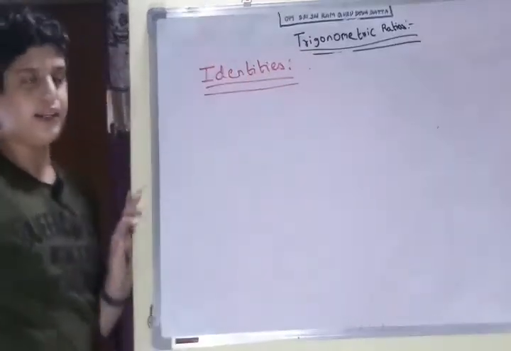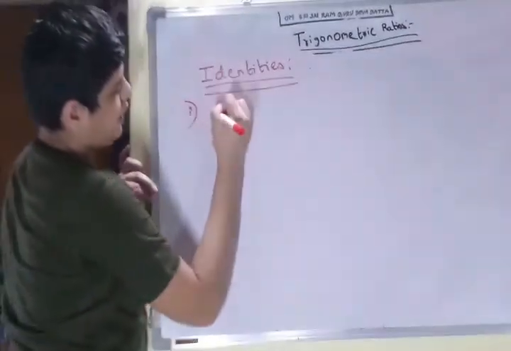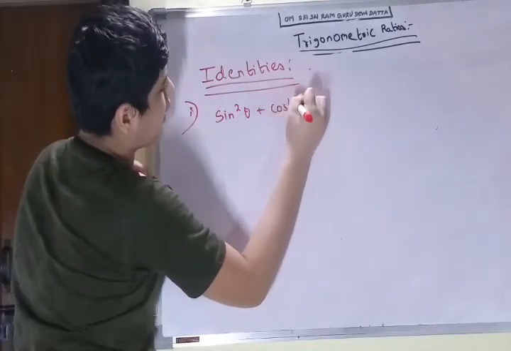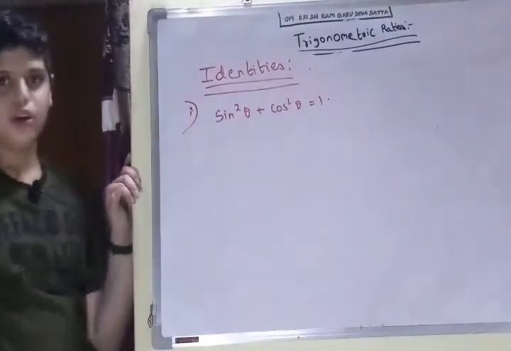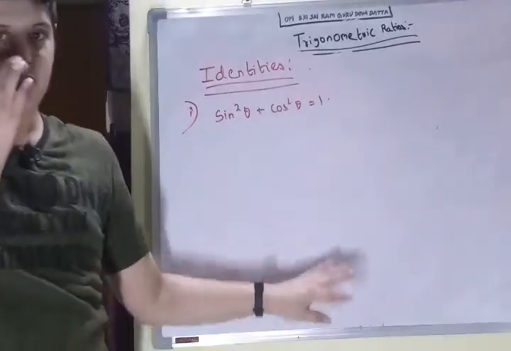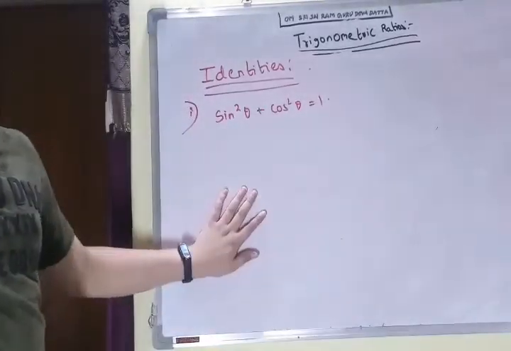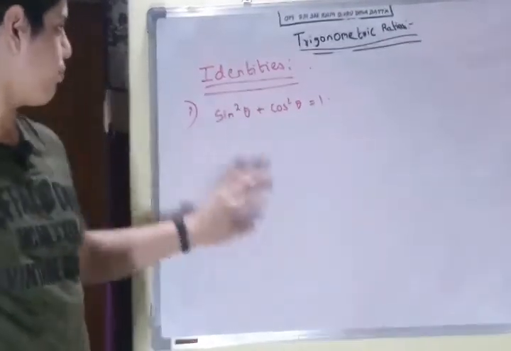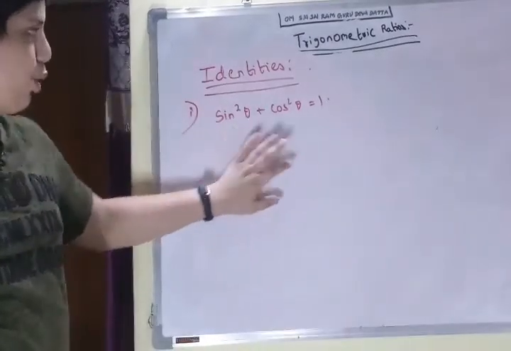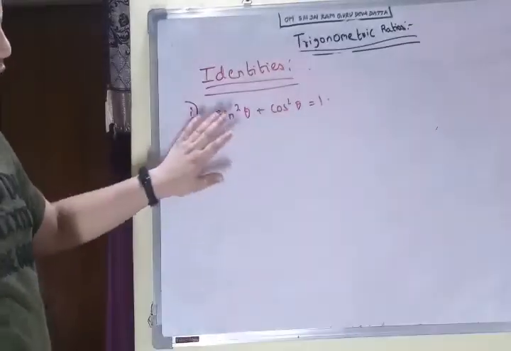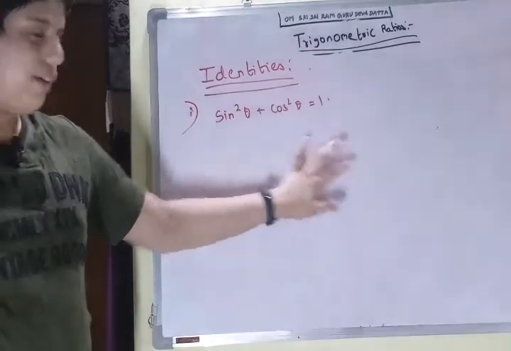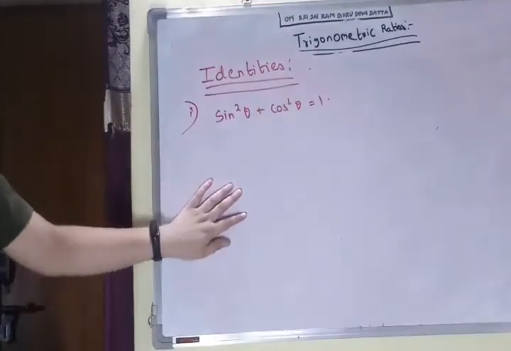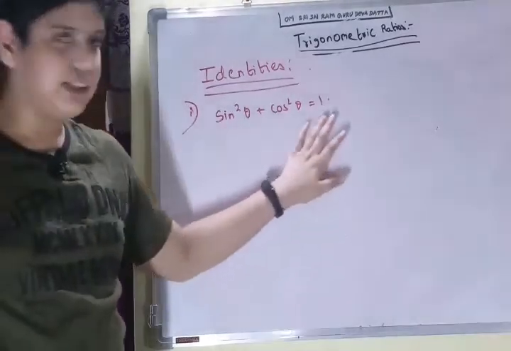Okay, identities. The first identity is sin square theta plus cos square theta is equal to 1. For any value of sin theta or cos theta, I have given the table, you may substitute it. For 30 degrees, 1 by 4, 3 by 4, 1. For 60 degrees, 3 by 4, 1 by 4, 1. For 45 degrees, 1 by 2, 1 by 2, 1. For 0 degrees, 0, 1, 1. Like that, for any value of theta, sin square theta plus cos square theta is equal to 1.